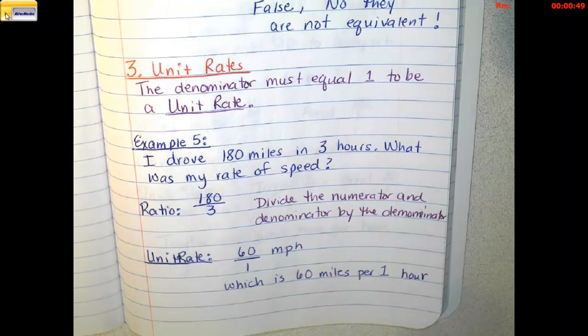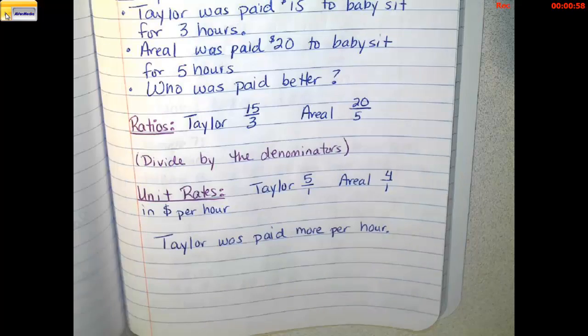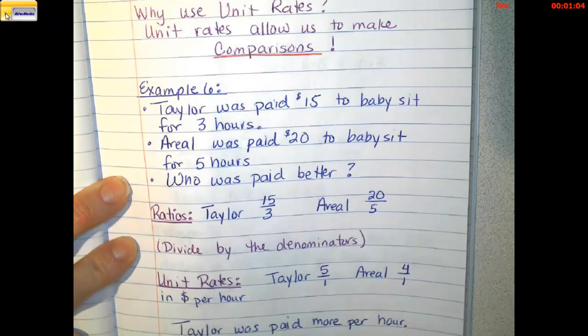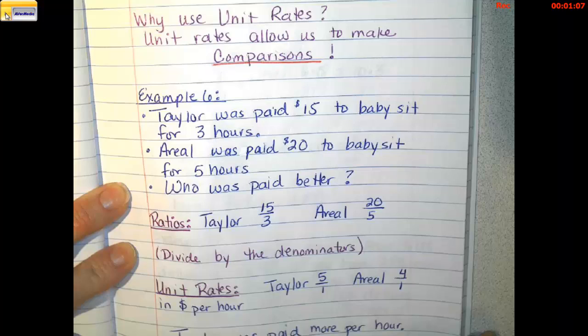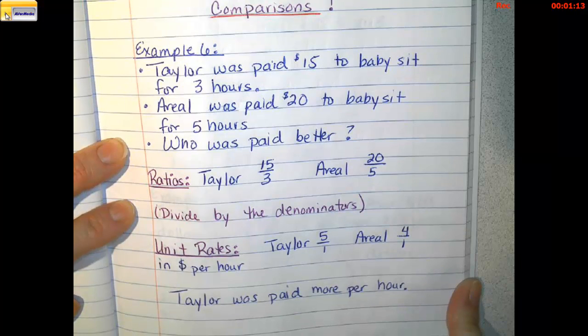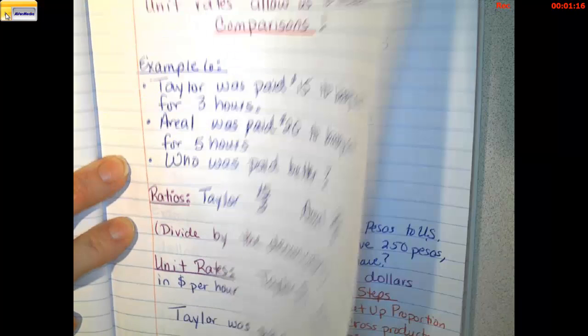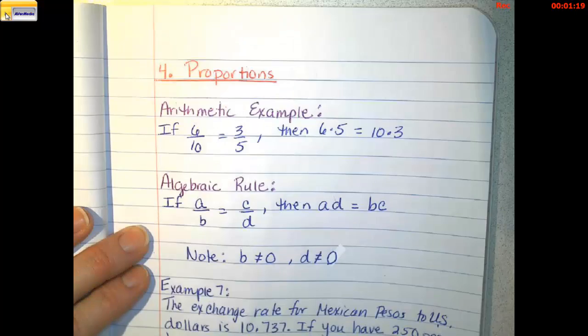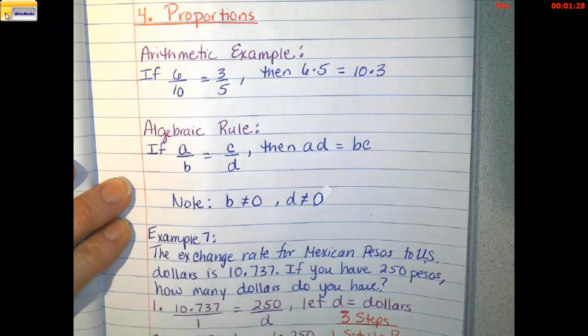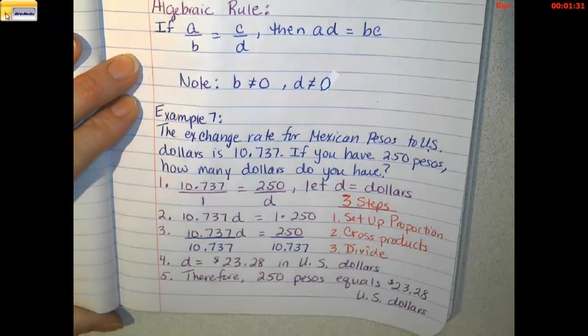In unit rates, you should have that the denominator must equal 1 to be a unit rate. This is the second part on unit rates, in which we did example 6. And lastly, we discussed proportions, in which we have an arithmetic example and an algebraic rule, followed by example 7.